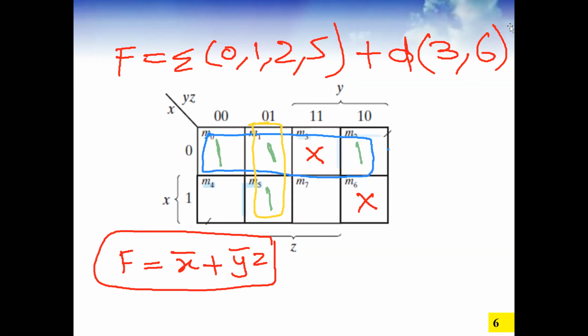Now, one more interesting question. You can attempt it the same way. But the point is you are not going to cover the don't care conditions if they are not helping you to have a larger group. Otherwise, leave them. So now let's move to the next question.